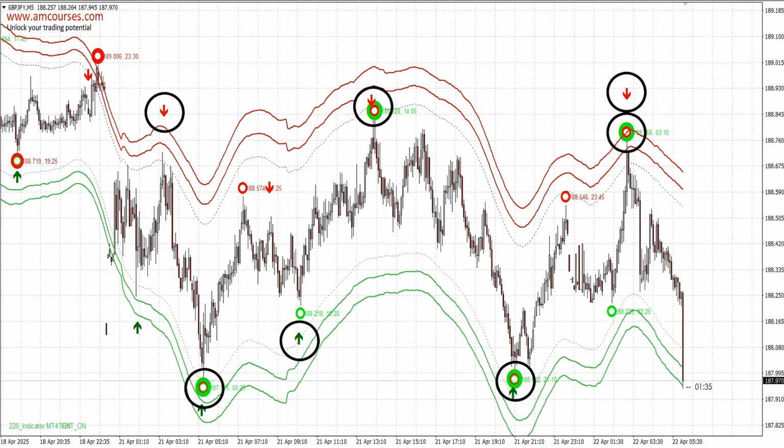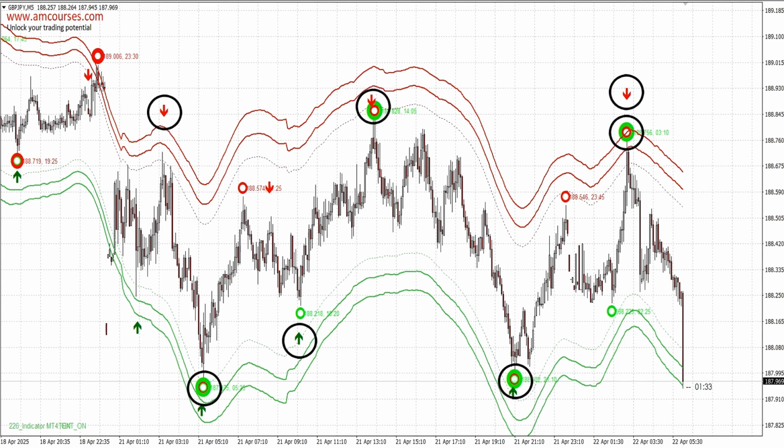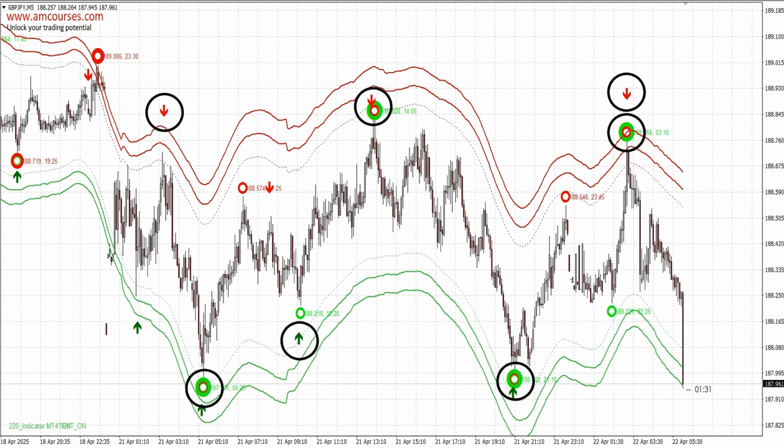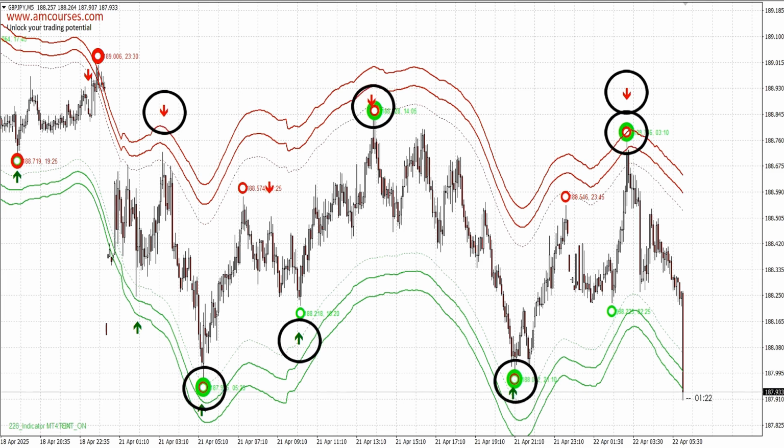Now here's the most important part. If you see a buy or sell arrow after this big red circle appears, that's your confirmation to take the trade. This means the indicator is giving you a strong signal that the price might reverse from that extreme point.